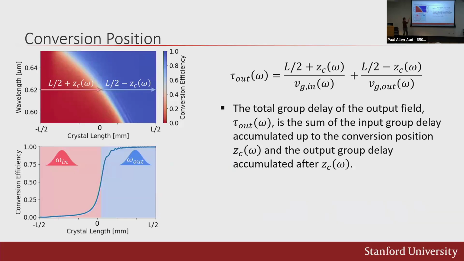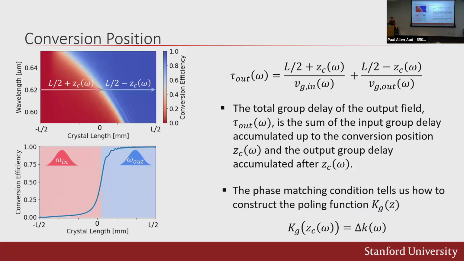The reason we can approximate it like this is that we have this rapid adiabatic passage, where we have a really sharp transition from the input field to the output field. So we can approximate it as just the time it spends as an input field versus the time it spends as an output field. This now gives us an equation for where our frequencies are in time at the output of our device as a function of where they converted in the device.